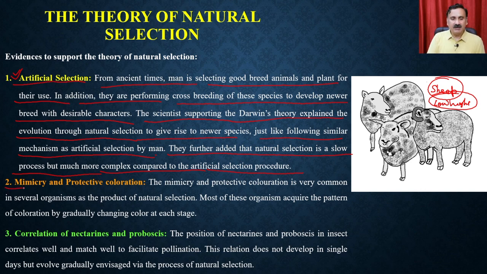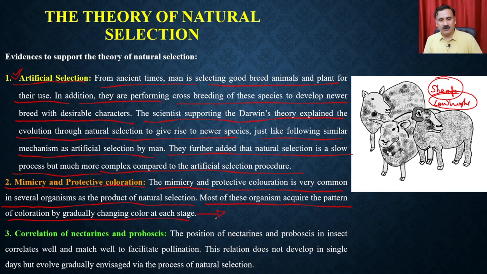Then we have mimicry and protective coloration. Mimicry and protective coloration are very common in several organisms as a product of natural selection. Most of these organisms acquired the pattern of coloration by gradually changing the color at each stage. So that was also another natural example, which says that because of the forcing conditions, they have to change.